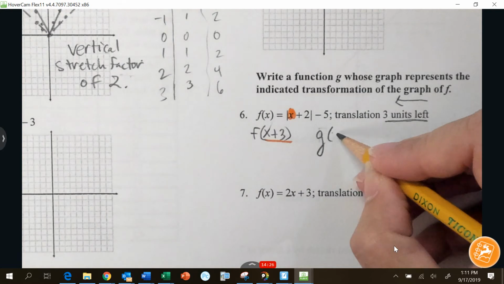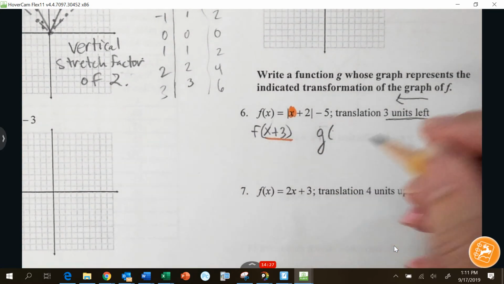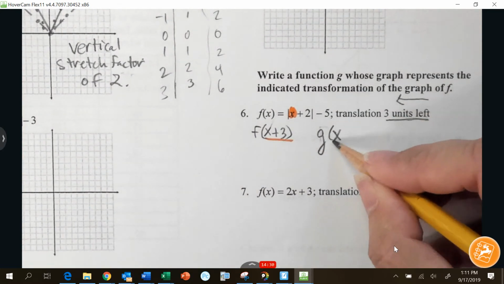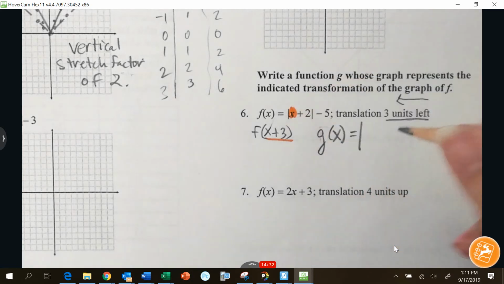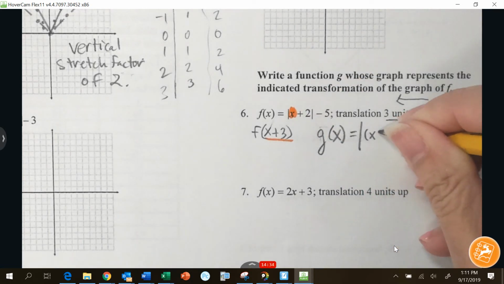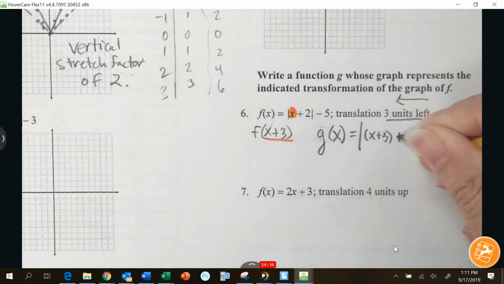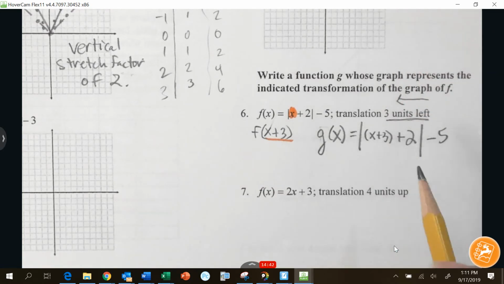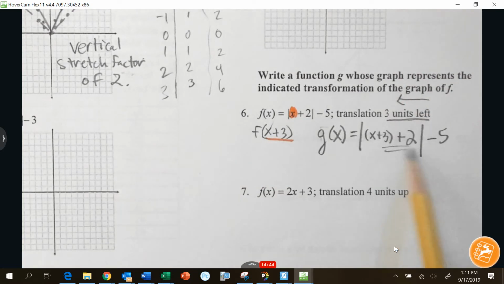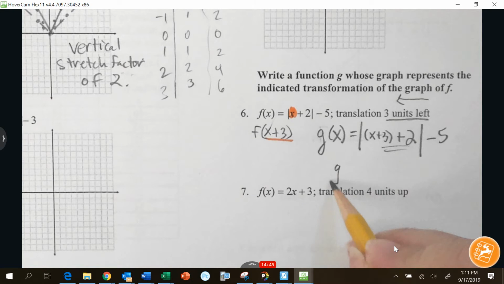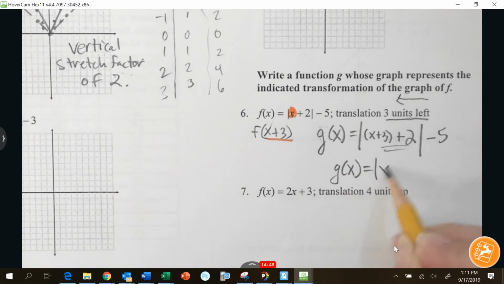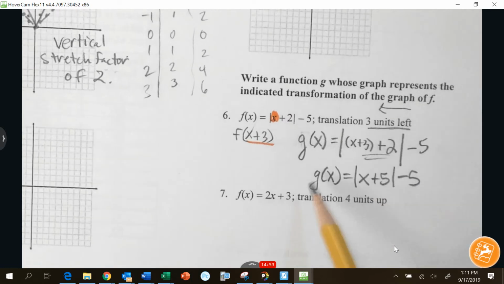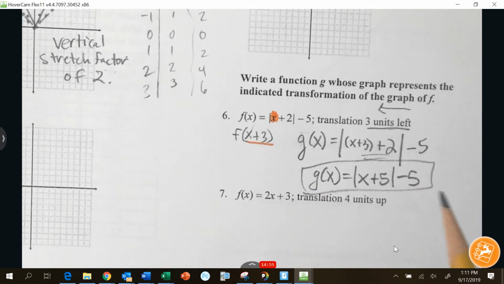Because that's the stuff that's new to you. So I'm going to replace x with parenthesis x plus 3. Then I still have that plus 2. And then I have that subtraction 5 out there. From there, you can add together the 3 and the 2. So we have x plus 5, and then subtract 5. You can't do anything else to that one. That would be the answer.